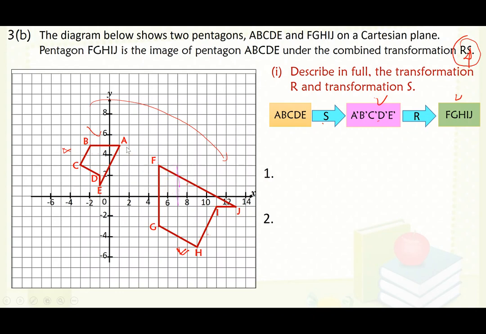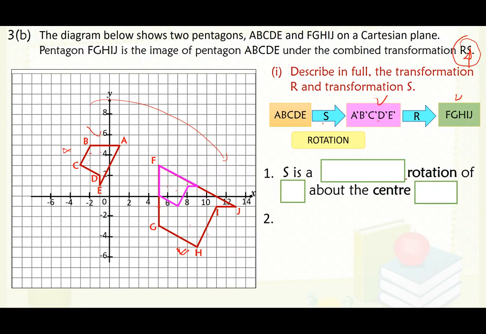Is it reflection? If reflection, this corner must be here. So this is not reflection. Is it a translation? No, for translation the object must be the same size, same direction. It is not translation. So is it an enlargement? This one is the same size, so no enlargement. So this is rotation. I am sure this one becoming the bigger size must be enlargement. So how do you write the rotation?